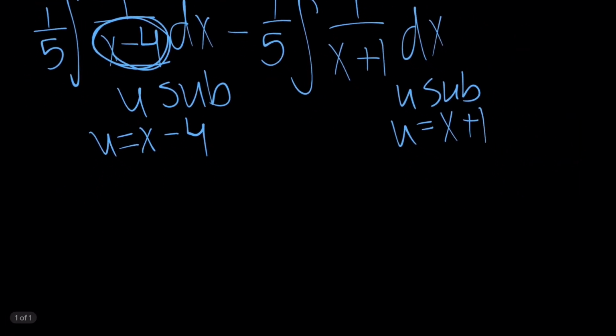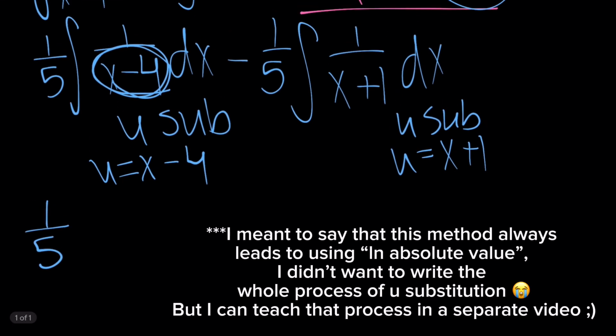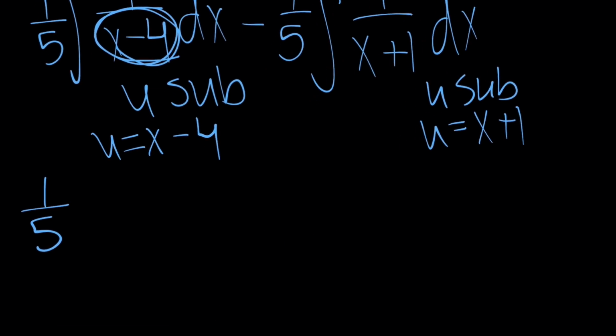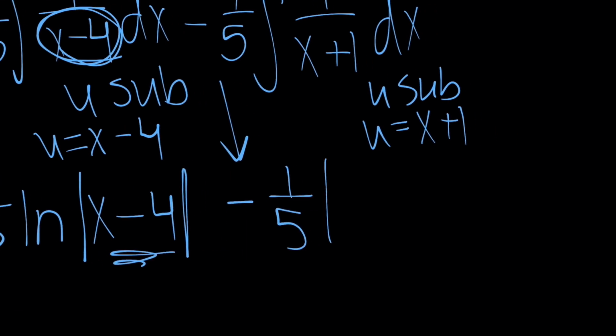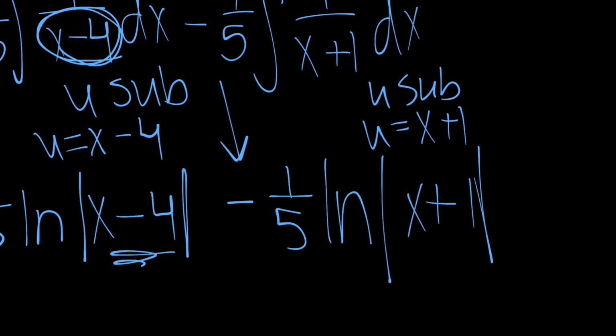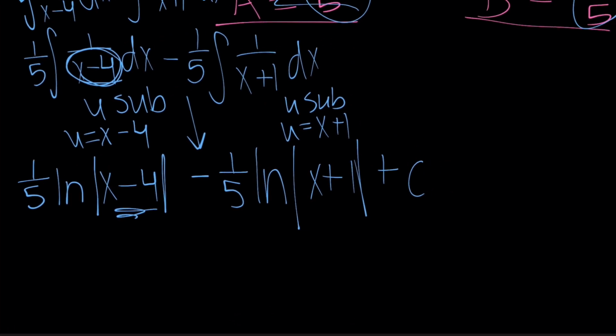So using the ln rule, you're going to do 1/5. I'm just going to use this shortcut because you don't really need to u-sub every single time you do these problems, because it usually ends up at ln. So it's going to look something like ln absolute value of x minus 4, this is where we put our u in, minus 1/5. I bring this 1/5 down here. ln of x plus 1, plus C. And basically, this is our answer.